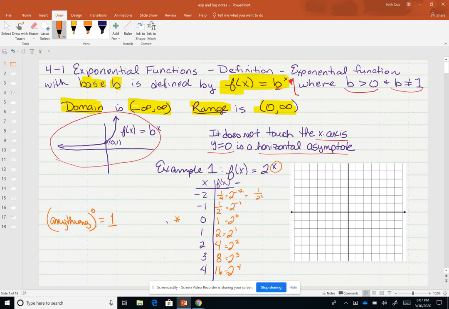And I'm going to just do a real small sketch so you can kind of see how this shape comes about. When x is -2, we have positive 1/4, which is just barely above the x-axis. And then when x is -1, we are at 1/2.